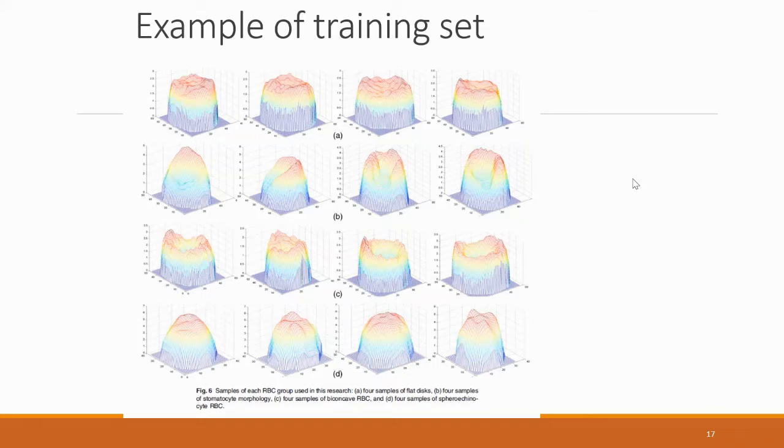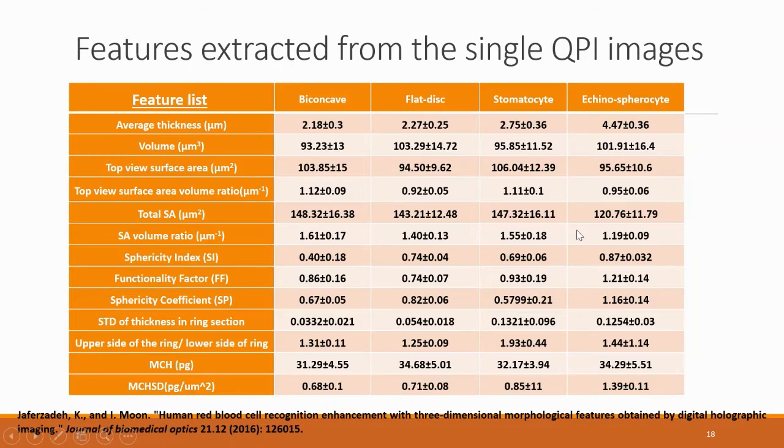So here are some examples of the training set. On the upper side we have the flat disc, then B is stomatocyte, C is biconcave, and D is spheroechinocyte red blood cell. Okay, let's go to the next slide.